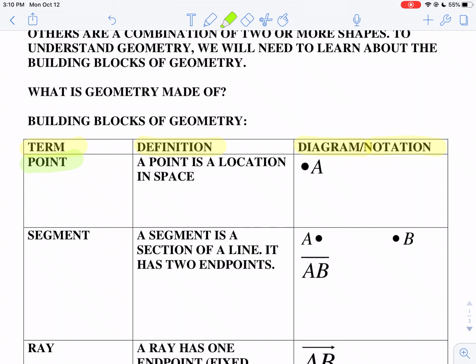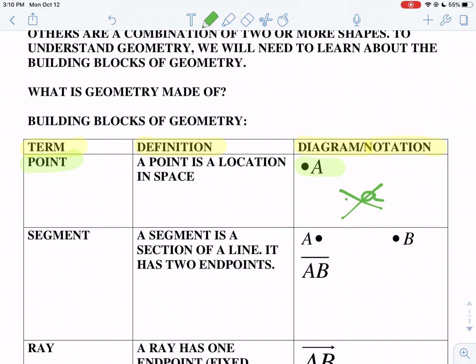Point. So a point is denoted by a dot and a capital letter, okay? It has to be a dot and a capital letter. So for example, this is not a point, okay? So you want to make sure that you use a dot and a capital letter. So a point is a location in space, okay? Every object has a position, okay? So that is what we call a point, okay? A position is a location in space.